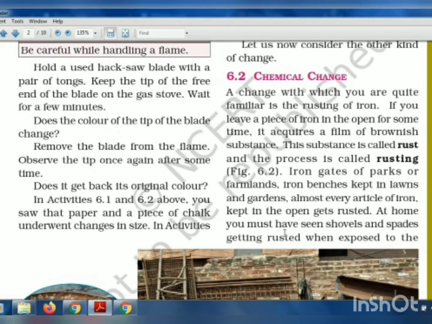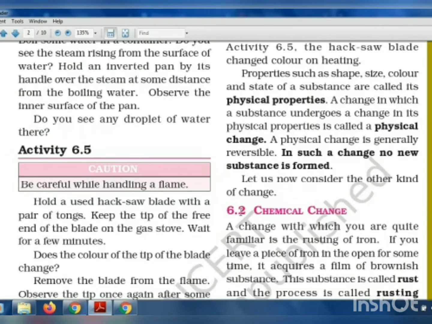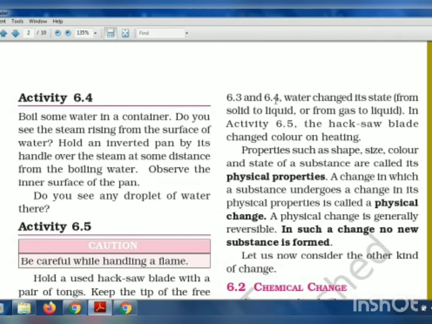So up till now we studied different activities in which there was physical change. In activity 6.1 and 6.2, we saw that the paper and the piece of chalk underwent changes in size. As I said, the size of the paper changed. Similarly, the size of the chalk also changed. In activities 6.3 and 6.4, what happened? Water changes state from solid to liquid or from gas to liquid. In activity 6.3, the ice was melting slowly, so ice was being converted from solid to liquid.